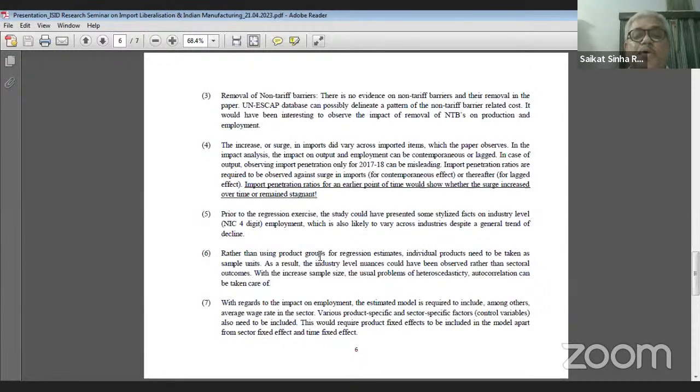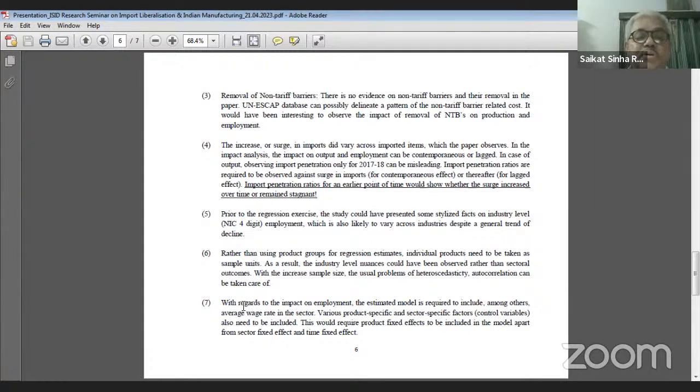Rather than using product groups for regression estimates, individual products need to be taken as sample units. As a result, the industry level nuances or product level nuances could have been observed rather than sectoral outcomes. With the increase in sample size, the usual problems of heteroscedasticity and autocorrelation can be taken care of.